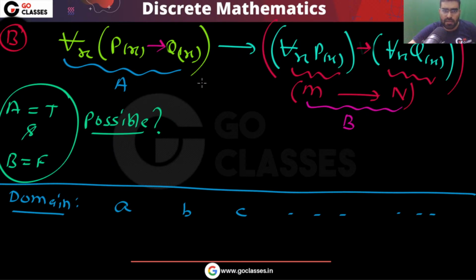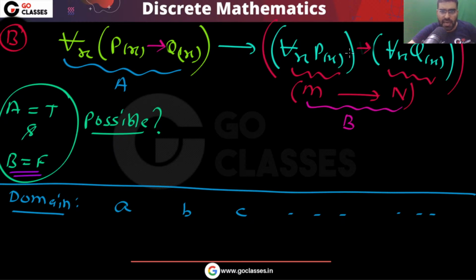To make B false, what do I need to do? You tell me, simple question. If I want to make this B false, what do I need to do? B is this, M implies N. I want to make it false. So I need to make M true and N false. I need to make M true, N false.